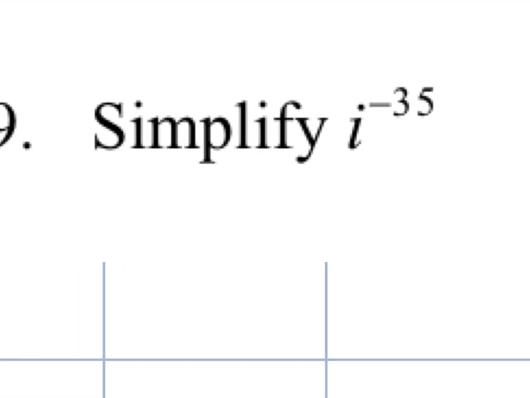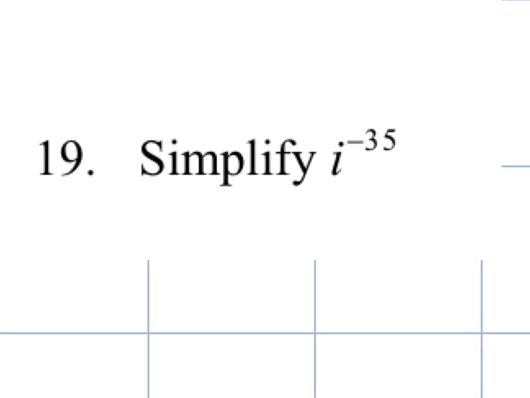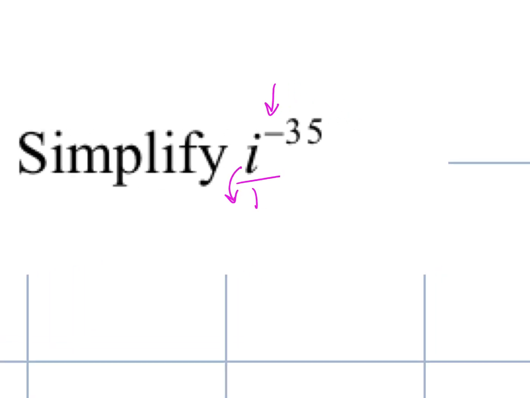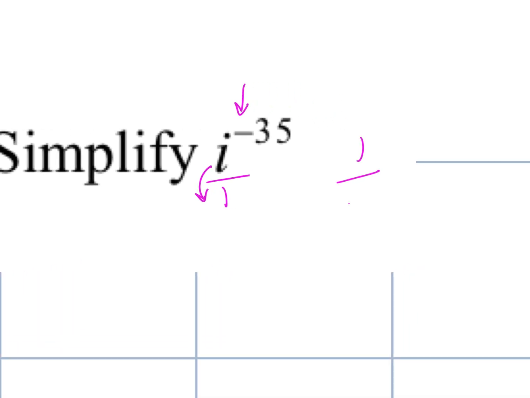All right, now on number 19, it just says simplify. I notice I have a negative exponent. So how do we make a negative exponent positive? We move it. In this case, it's in the numerator. I'm going to move it to the denominator. So 1 over i to the 35th power.